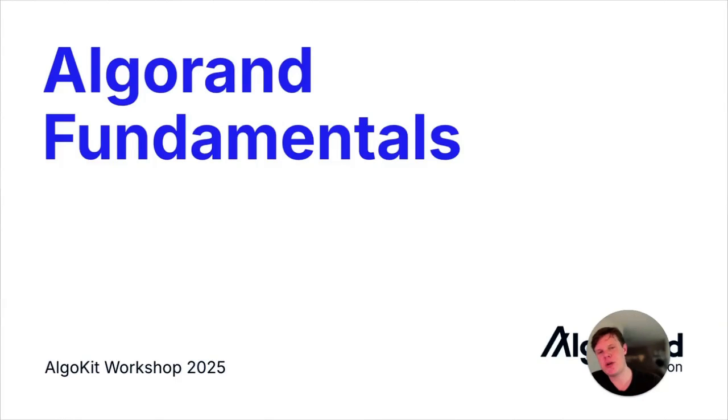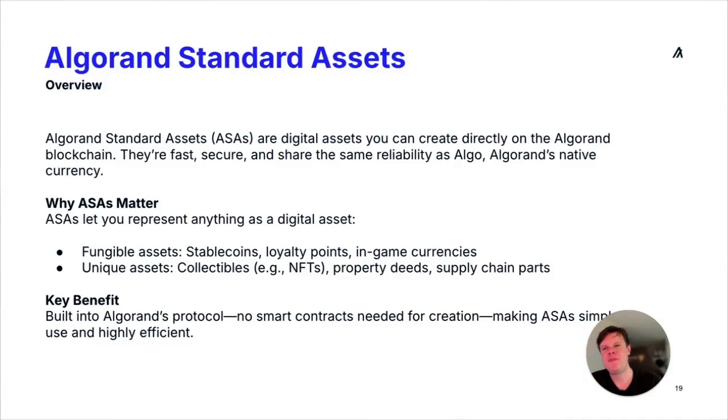The first thing we're going to talk about are Algorand Standard Assets. So, what are Algorand Standard Assets? They're digital assets that you can create directly on the Algorand blockchain. And what's cool about them is that they let you represent all kinds of digital assets. So anything from fungible assets like stable coins or loyalty points to unique assets like NFTs or property deeds can be deployed directly on the network.